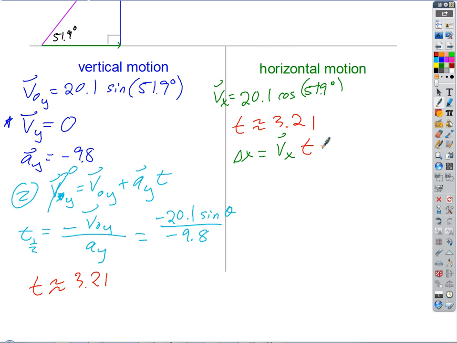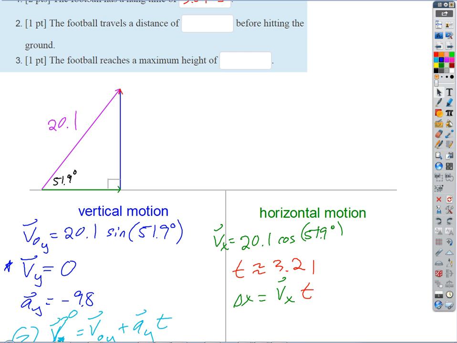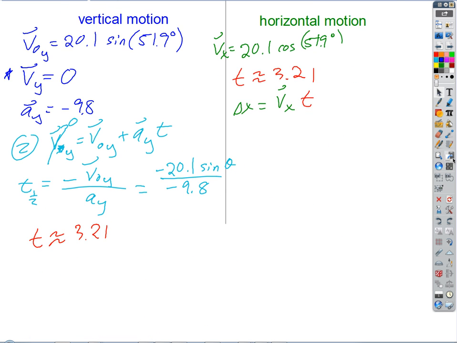And then the last one is: the football reaches a maximum height of what? So now I've got to go back over to the other column. What am I going to do? I could just use equation 4, or I could use this time if I wanted to, right? That I calculated, just half of the time to the top. But I could just use equation 4. I don't even need the time, right?